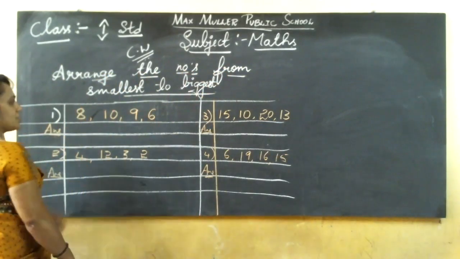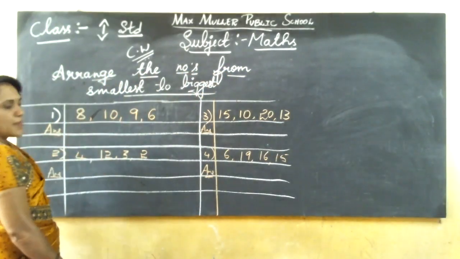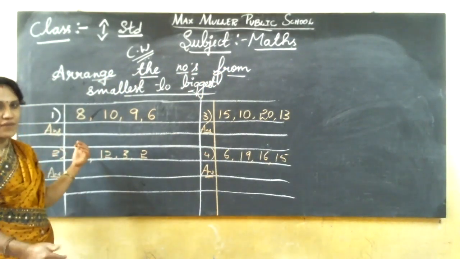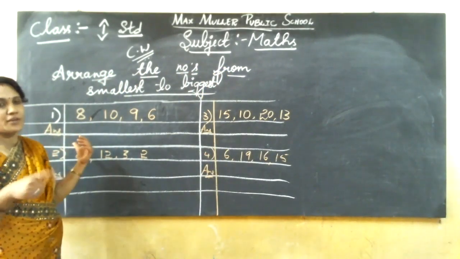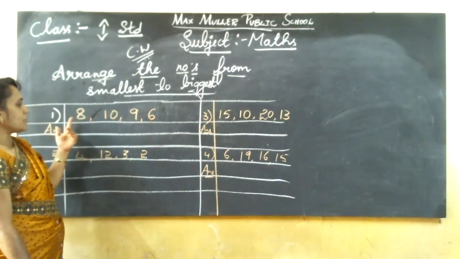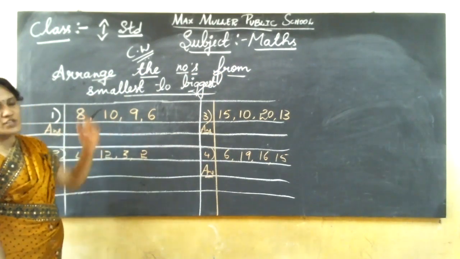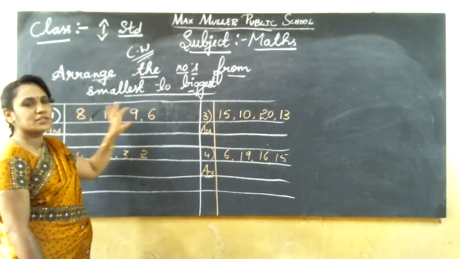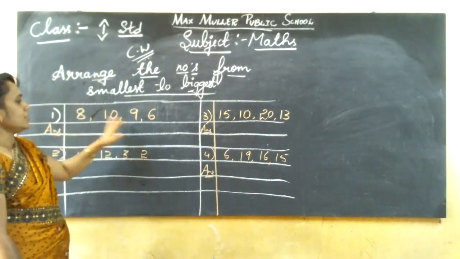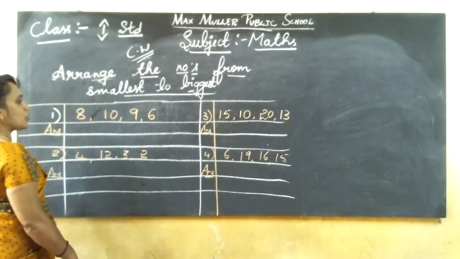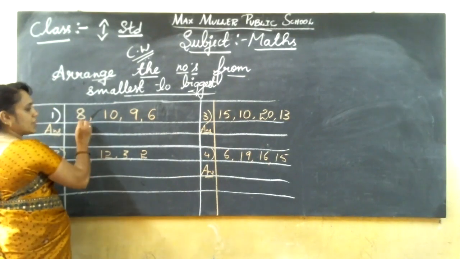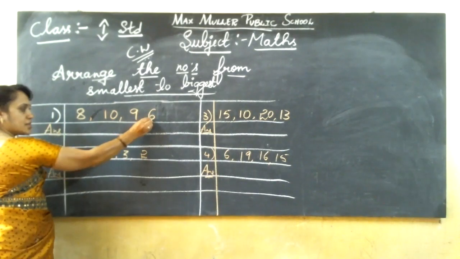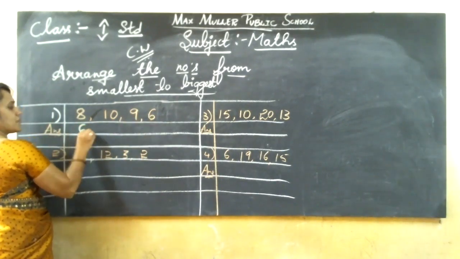How to arrange? See, in the first sum, 4 numbers are given. In these 4 numbers, which is the smaller number? In the previous class, I explained: circle the smaller number and circle the bigger number, isn't it? Now you tell me. 8, 10, 9, 6. Which is the smallest number in this? Smallest means the very small number. 8, 10, 9, 6. Which one? 6. 6 is the smallest number. So write 6 first.